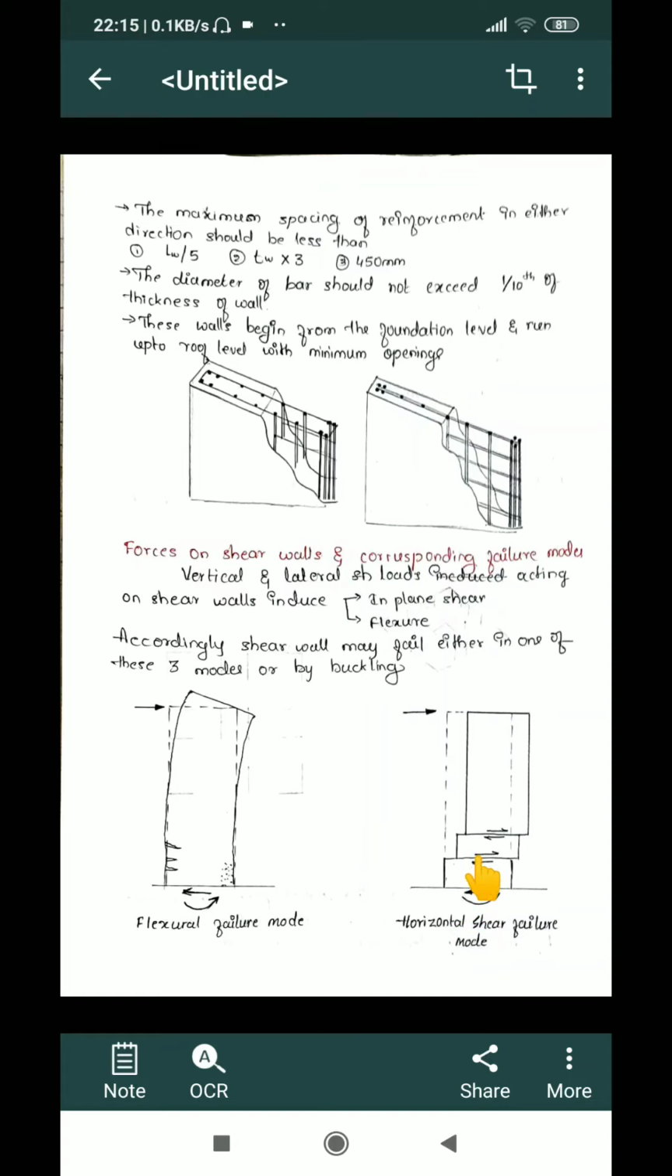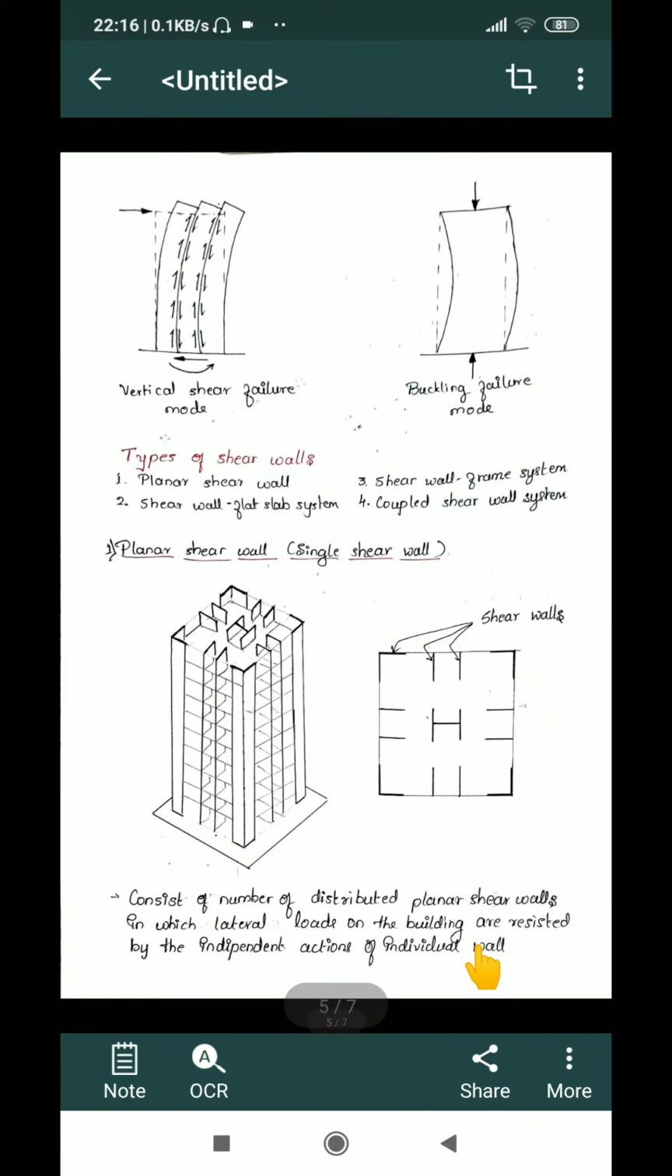Suppose the individual floors or individual elements, or parts of a shear wall, are not interconnected properly. There are going to be critical sections which may fail when a horizontal force exceeds the shear wall capacity. If such stresses occur, then the shear wall fails horizontally because of horizontal shear forces. Another type is the vertical shear failure mode.